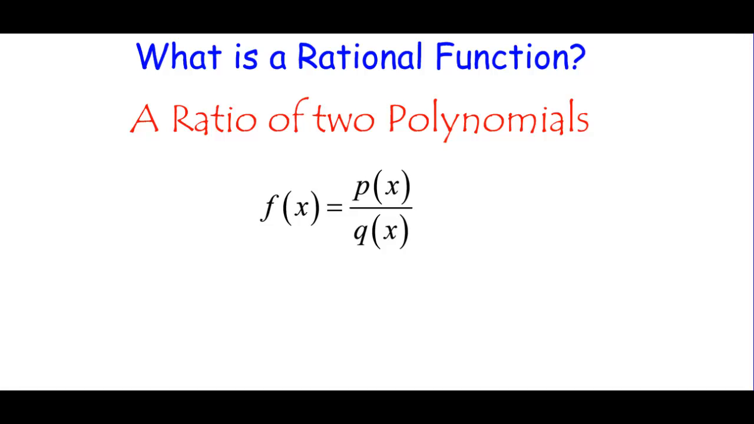So we've already dealt with polynomials this year, and we know f of x is our function notation, and our rational function is just a ratio, so a fraction of one polynomial, we'll call it p of x in the numerator, over another polynomial, and we'll call it q of x. And we're going to use these labels, p of x and q of x, the entire chapter.